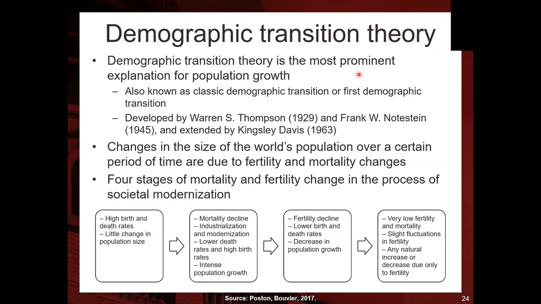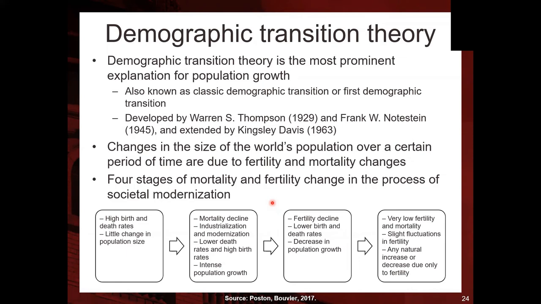So the changes in the size of the world's population over a certain period of time are due to changes in the levels of fertility and mortality. The reason that our population size doesn't grow as fast as before is because we have seen declines in mortality followed by declines in fertility. There are four stages as discussed in the textbook. As I mentioned to you guys before, we divide in four stages. One of the figures that simplifies the demographic transition theory divides in five stages, but we're going to focus on these four stages.